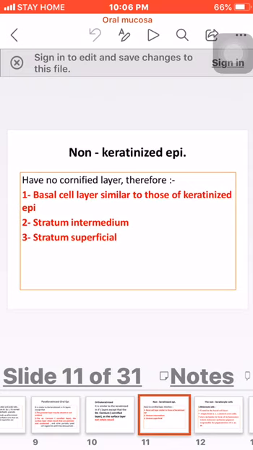The non-keratinized epithelia have no cornified layer. Therefore, it is composed of three layers. First, the basal cell layer. Second, stratum intermedium. Third, stratum superficiale.